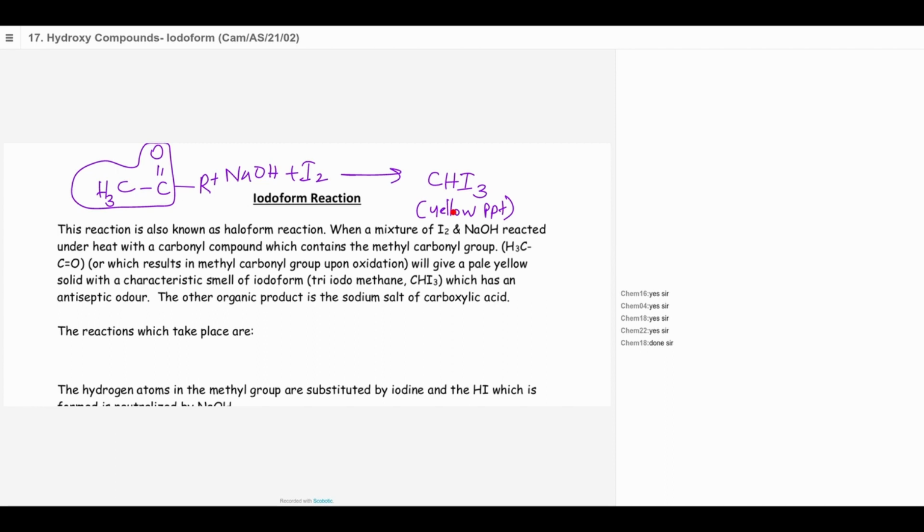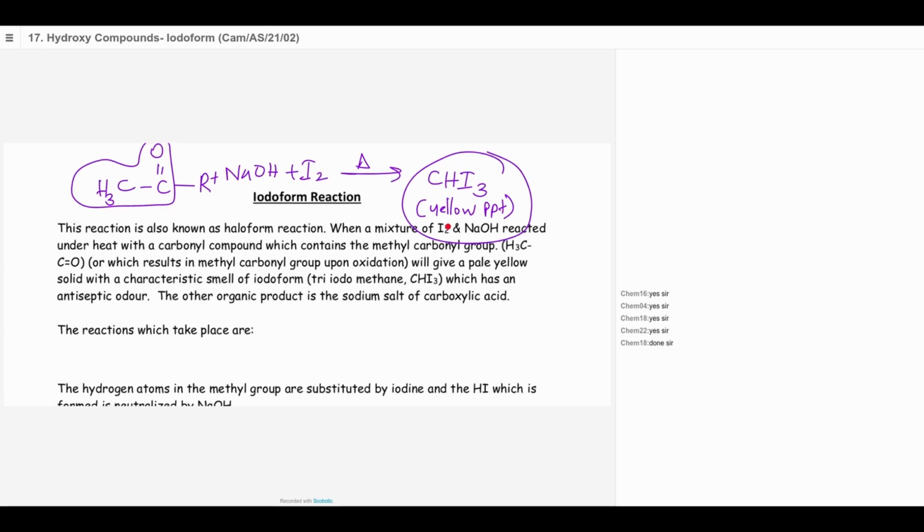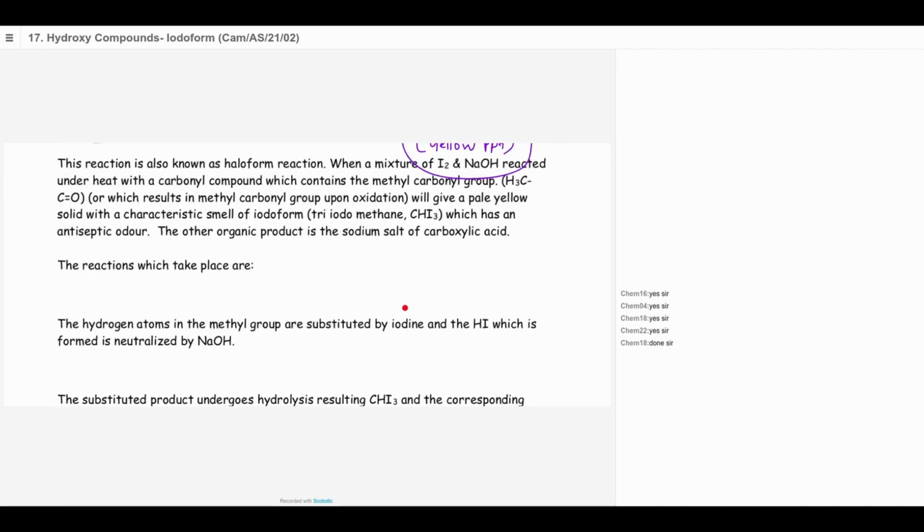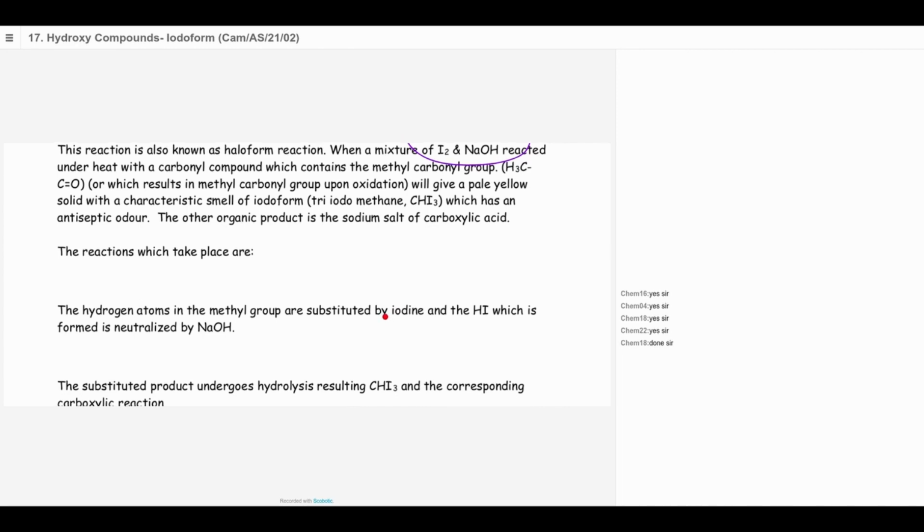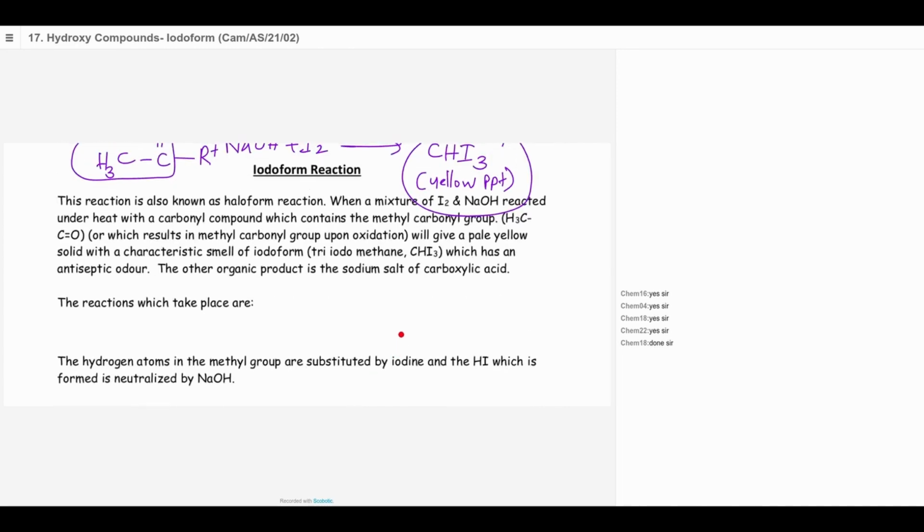Triiodomethane. So this iodoform reaction is useful to show the presence of a methyl carbonyl group in a molecule. So you use sodium hydroxide and iodine together. You slightly warm. If the molecule has a methyl carbonyl group, it produces a yellow precipitate of iodoform, right? So let's see how the iodoform is produced stepwise. Actually, there are two steps taking place. One is known as the substitution step. The other step is referred to as the hydrolysis step.